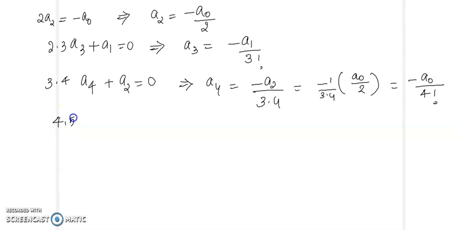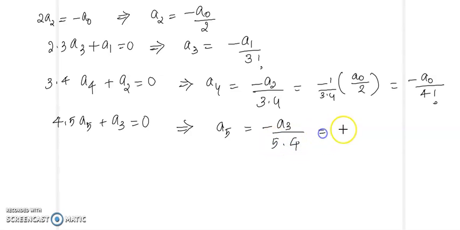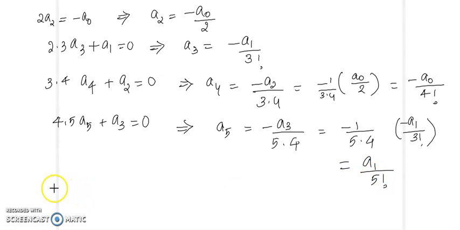Again the next term will be 4 into 5 a5 plus a3 equal to 0. So we will get a5 equal to minus a3 by 5 into 4. So that will be minus 1 by 5 into 4 times a3, and a3 is minus a1 by 3 factorial. So that is a1 by 5 factorial. And continuing this way, we will get the rest of the coefficients.